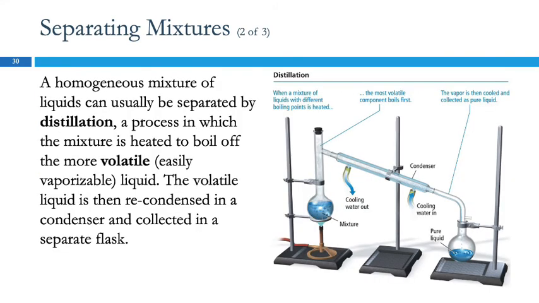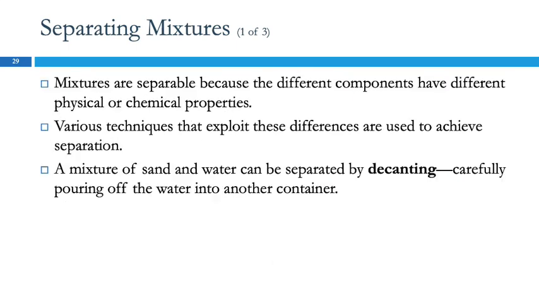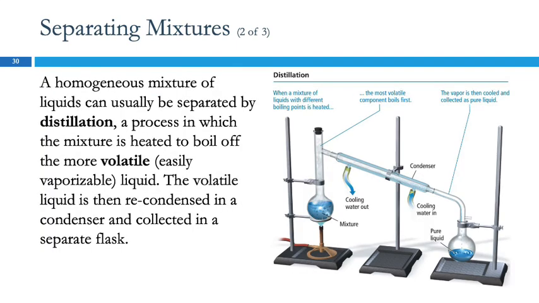Distillation is a way that we can separate a homogeneous mixture of liquids. So say you have water and ethanol mixed together. How can you separate them? Well, you can't filter it because they're both liquids. But alcohol has a lower boiling point than water. And so if you heat it, the thing with the lower boiling point will boil first. It boils, it goes into the gas state.